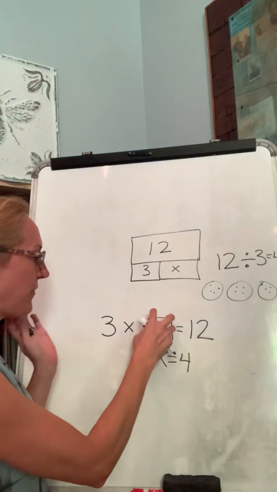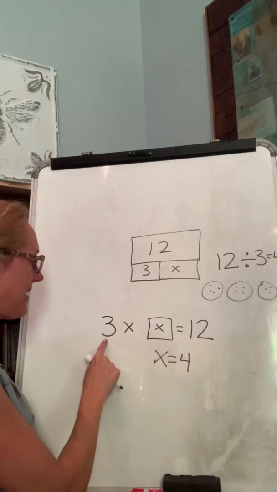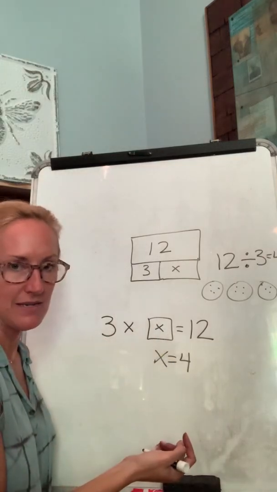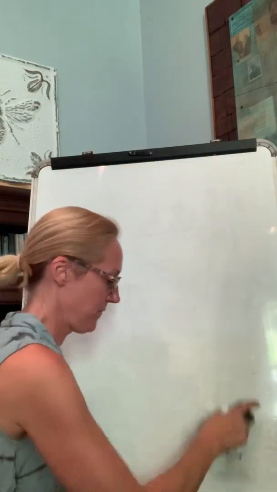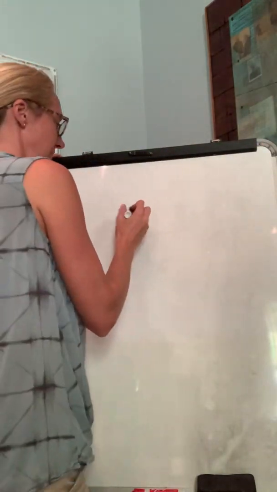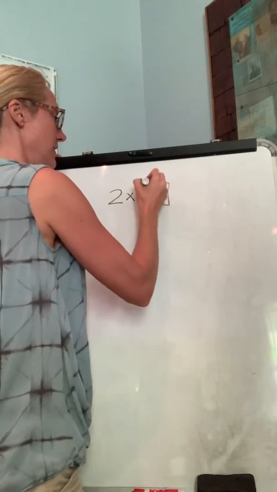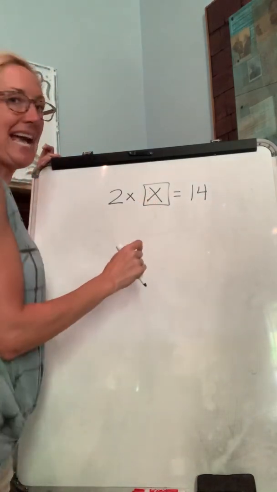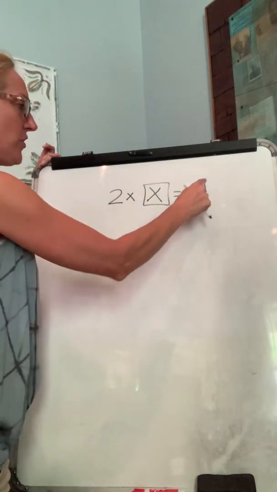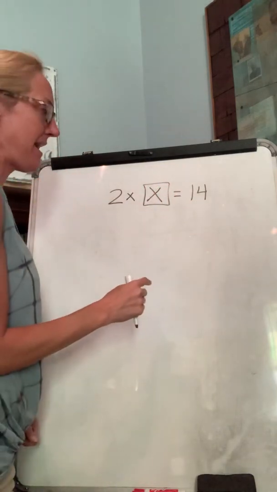Okay, so if you're trying to figure out this part, this is your whole thing, you need to divide it by the other part to figure out what this is. Okay. So let's try a couple of those today. So if we have, let's say, 2 times x equals 14. So what is x? How do we figure that out? You're going to have to take 14 and divide it into 2 groups to figure out what that is.